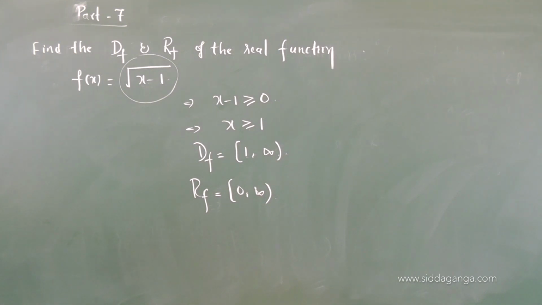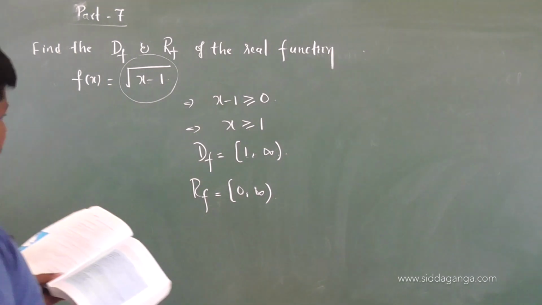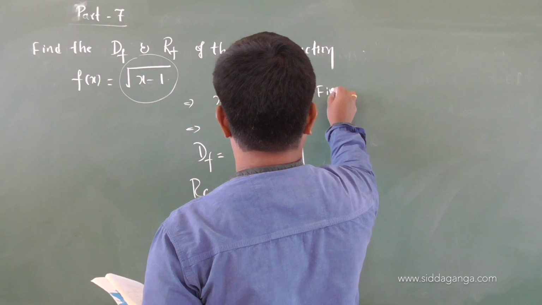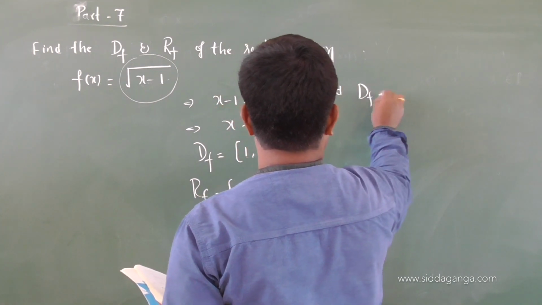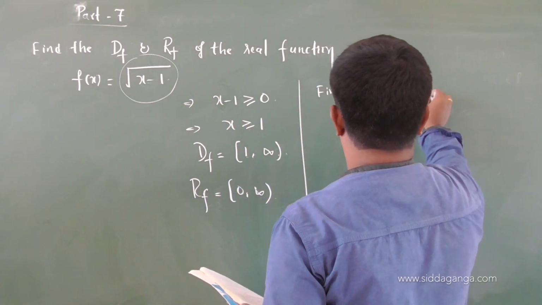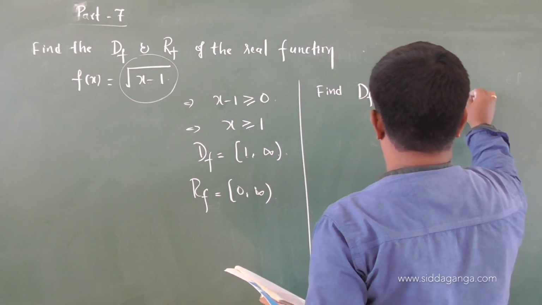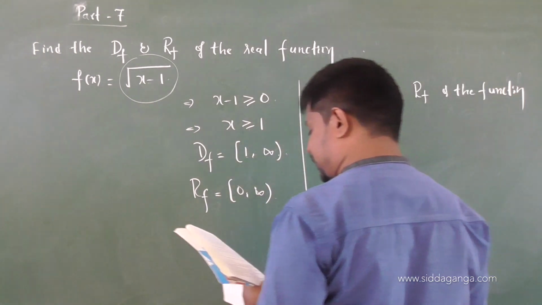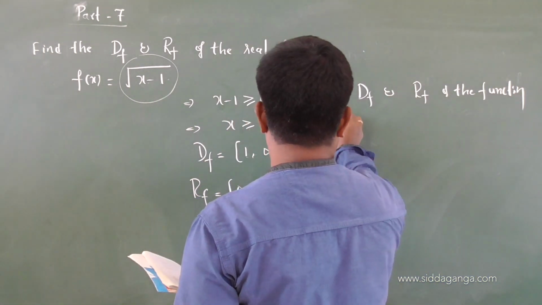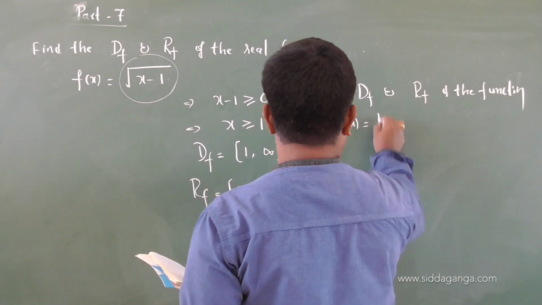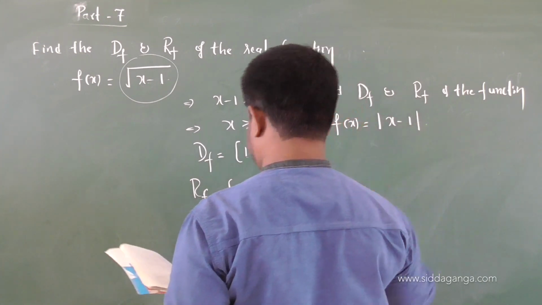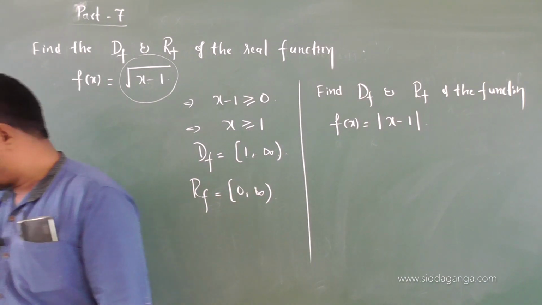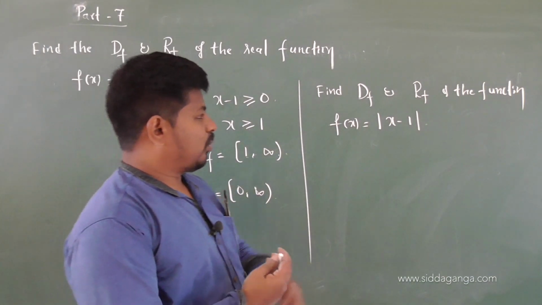One more function. Find the domain and range of the function f of x is equal to mod of x minus 1. Students, we have the mod symbol.